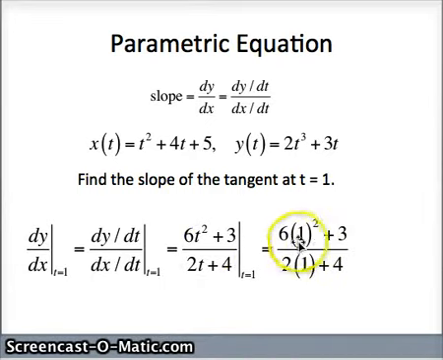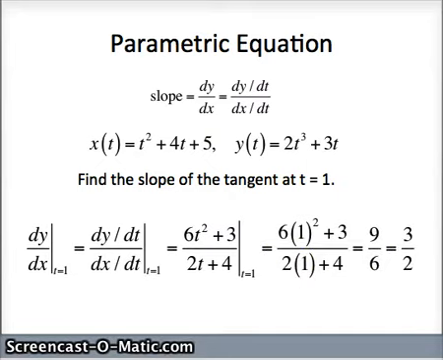Plugging 1 in for t, you can see we have 6 times 1 squared plus 3 over 2 times 1 plus 4, 9/6, which of course reduces to 3/2. So that's our approach to find the slope of the tangent for a parametric equation. What we're going to be given here is a polar equation, and one of our goals is going to be to convert that polar equation to a parametric form.